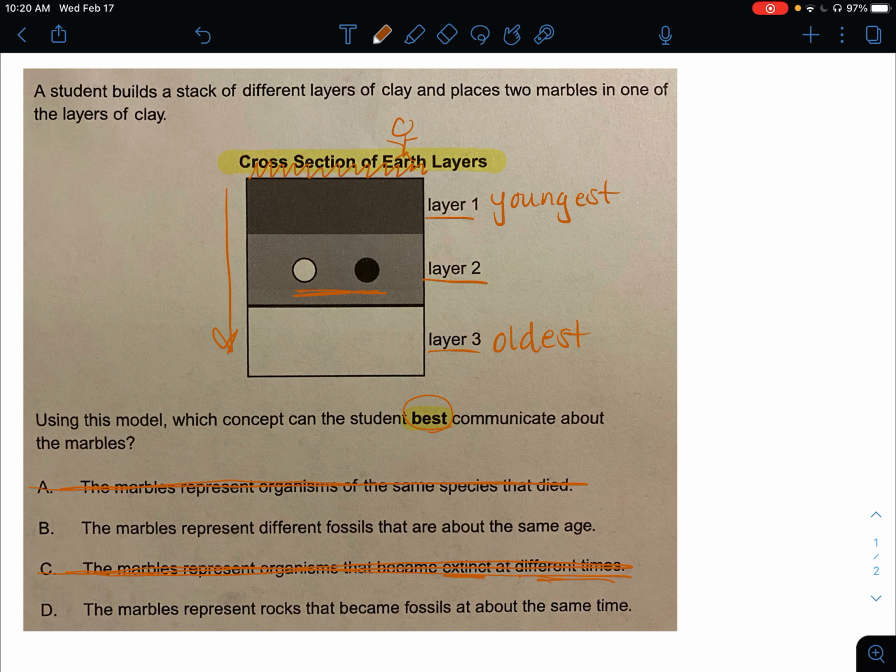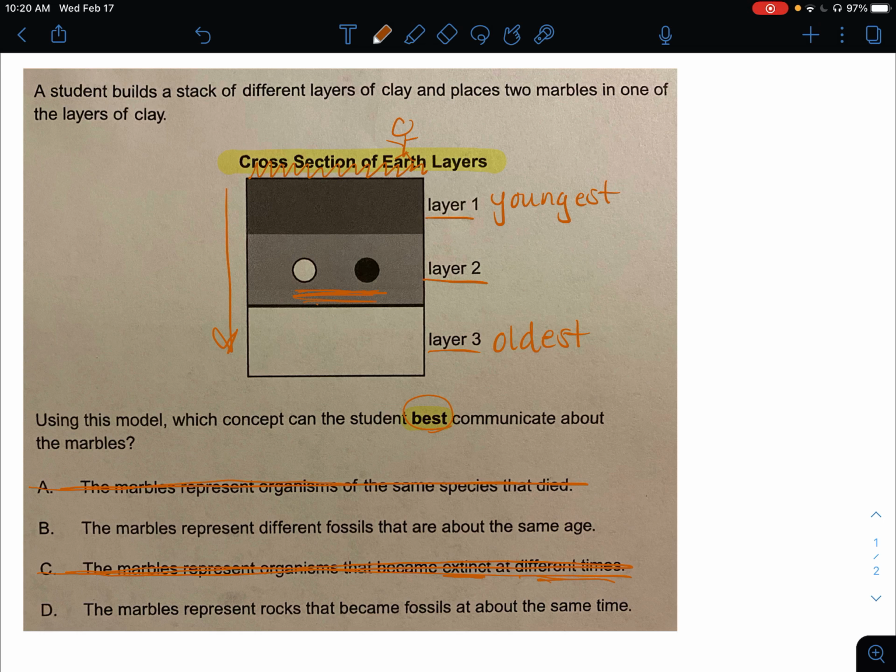Now, these two answers look like they're saying very similar things. B says the marbles represent different fossils that are about the same age, and D says the marbles represent rocks that became fossils at about the same time. You're like, what's the difference, right? So B is saying that these fossils, when they were alive, were around the same time period. Since they're in the same layer, we know they're going to be the same age.